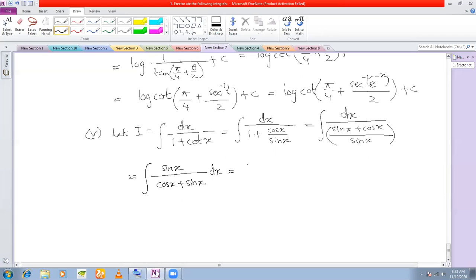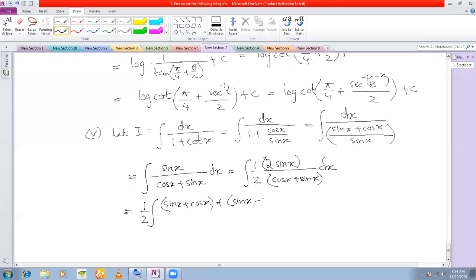So what you can do here is, you can write this as integral half of, you take a half, and in the numerator you write twice sin x, divided by cos x plus sin x. And now twice sin x, you try to write in terms of cos x plus sin x and cos x minus sin x. How will you write this? You take half out, and twice sin x, you write as sin x plus cos x plus sin x minus cos x. You write this over cos x plus sin x.